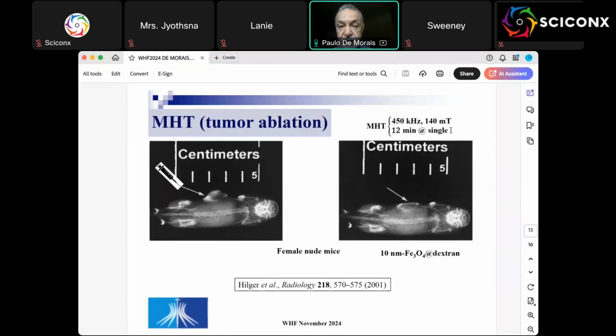Remember the curve of these: the temperature went a little bit over 70 C. And what happened? Complete remission of the tumor. But this was not thermal sensitization, it was thermal ablation. So what happens to the tumor cells is necrosis, actually.